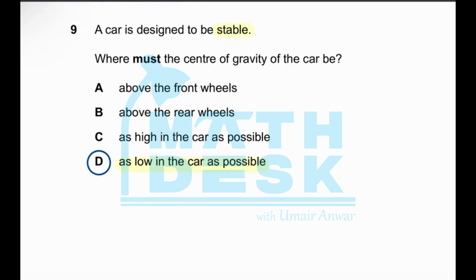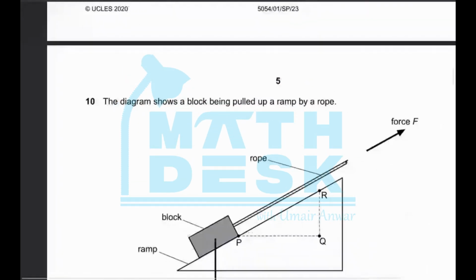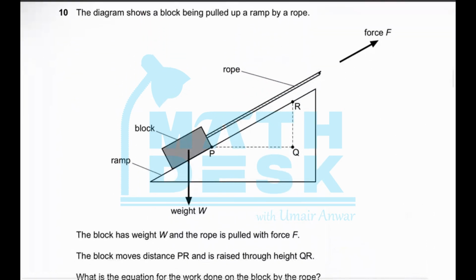Question number 10 says that the diagram shows a block being pulled up a ramp by a rope. So this is the rope which is pulling this block and a force F is being exerted. When the block moves, it covers a distance from P to R, and the vertical height that is gained by the block is given by QR. The block has weight W.